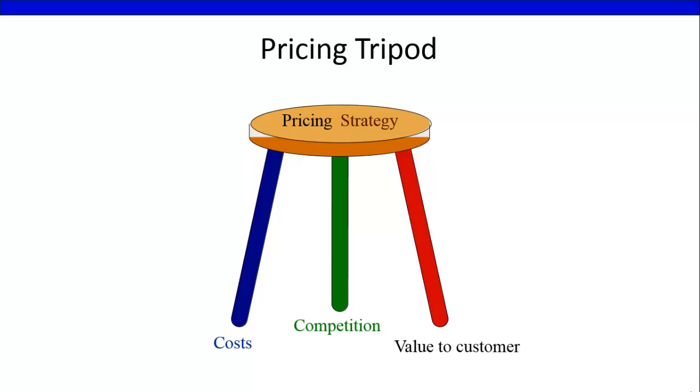The pricing tripod consists of 3 legs. In order for the tripod to be stable, all 3 legs must be balanced. The 3 legs are cost, value, and competition. A company needs to cover their costs, so these will form the minimum price or the floor price for a service. Value is what consumers perceive the service is worth. Perceived value therefore forms the maximum or ceiling price that the firm can charge.